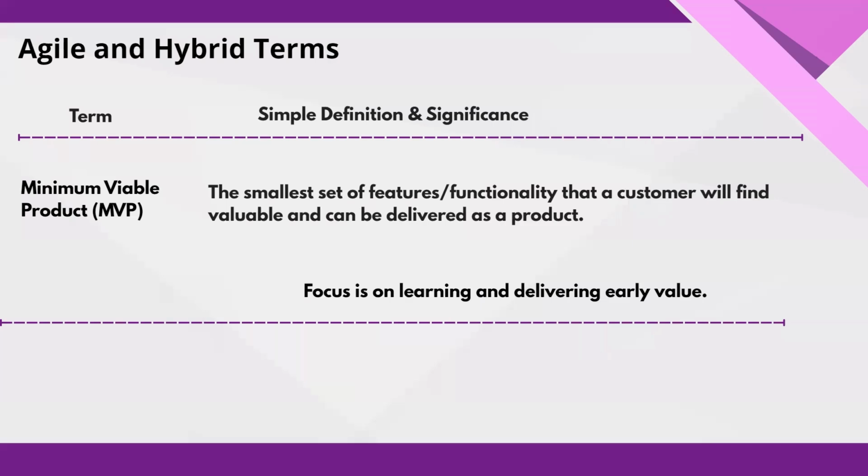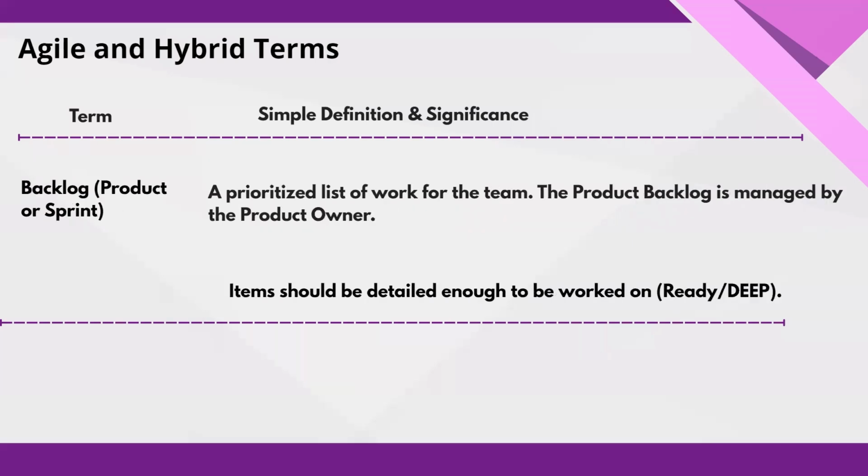All right. So instead of building everything at once, you identify the essential features that make the product usable and meaningful to the customer. This allows for faster feedback, reduced risk, and smarter iteration. So for example, if you are developing a fitness application, the MVP might include user login, workout tracking, and progress charts. Okay. The next one is the backlog.